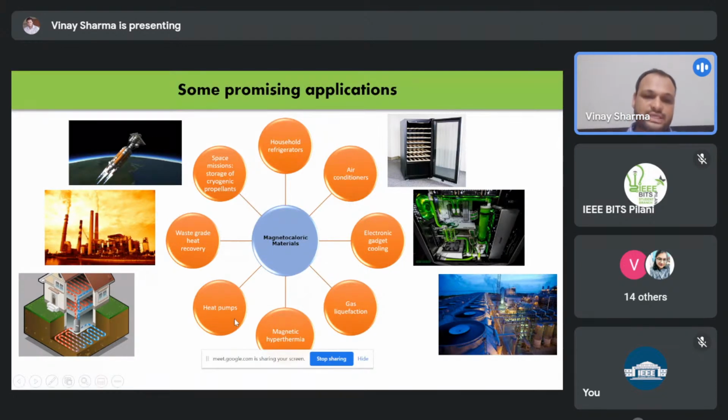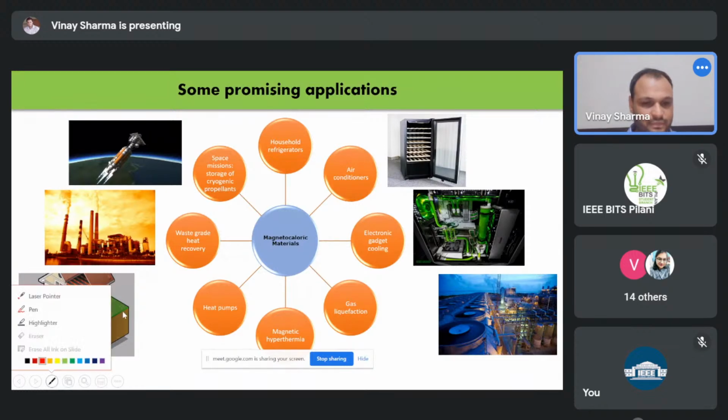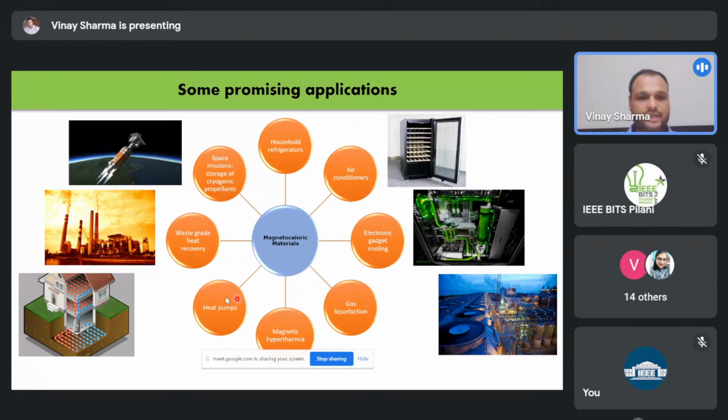Then some applications like heat pumps. Then waste grade heat recovery. Waste grade heat recovery means, you can see these industries. In these industries, when they are used for particular applications, this wastage of heat is actually ejected in the environment, and this heat is used by no one.